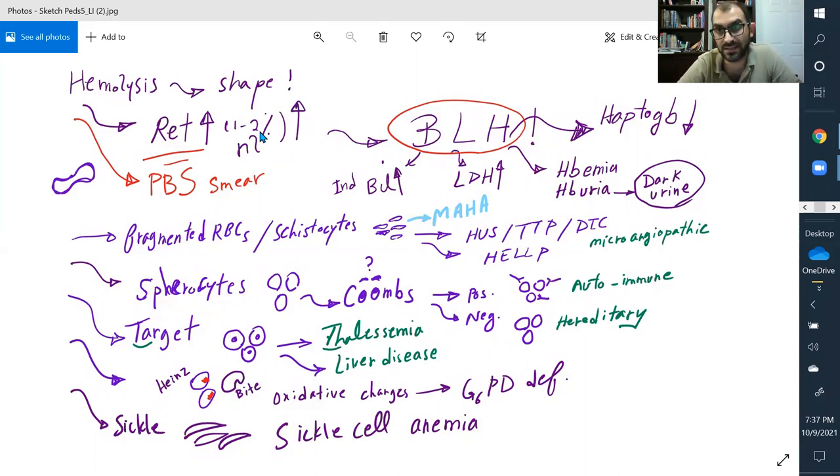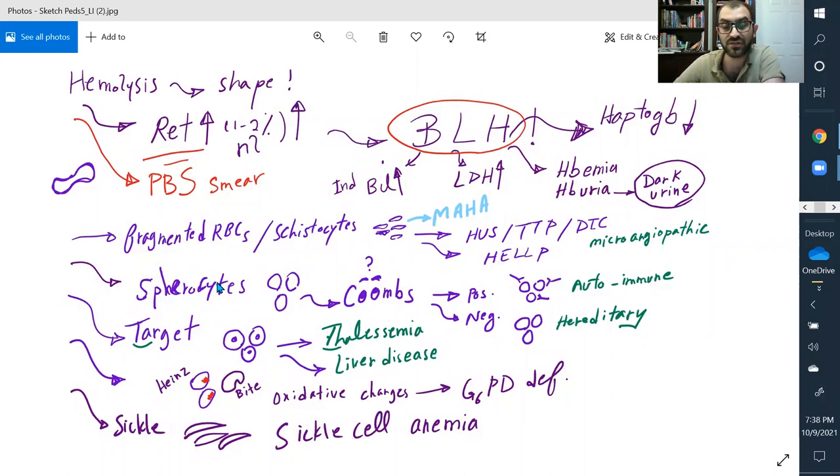And you will look at my cells under the microscope. If they are fragmented RBCs, helmet cells, schizocytes, it's MAHA, microangiopathic hemolytic anemia. There is a pathology in my small vessels breaking down my platelets and RBCs. HUS, TTP, DIC: hemolytic uremic syndrome, thrombotic thrombocytopenic purpura, not ITP. ITP is a completely different pathophysiology. And DIC, disseminated intravascular coagulopathy, if you remember from last week, and HELLP, severe preeclampsia: hemolysis, elevated liver enzymes, and low platelets. Three brothers in hematology and one stepsister in OB-GYN.